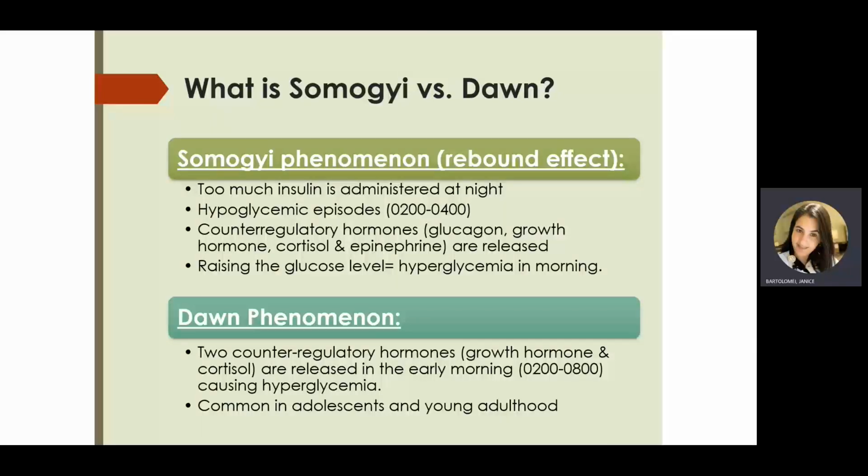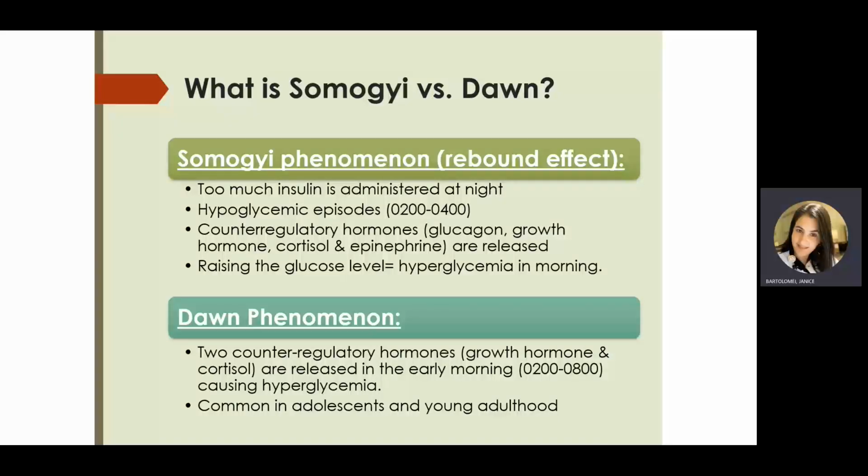A way that you can recognize it is by taking a glucose level around 2 to 4 in the morning. If they're crashing and hypoglycemic in the morning, it's because they're in a Somogyi phenomenon event.